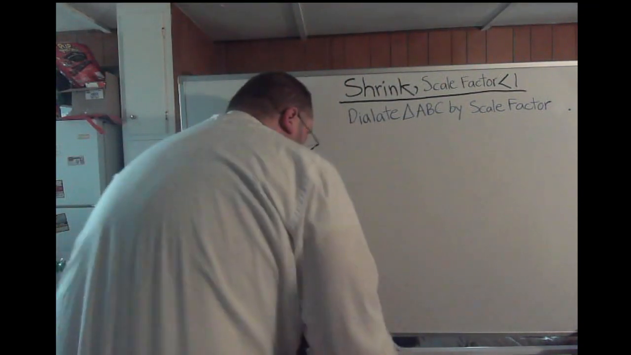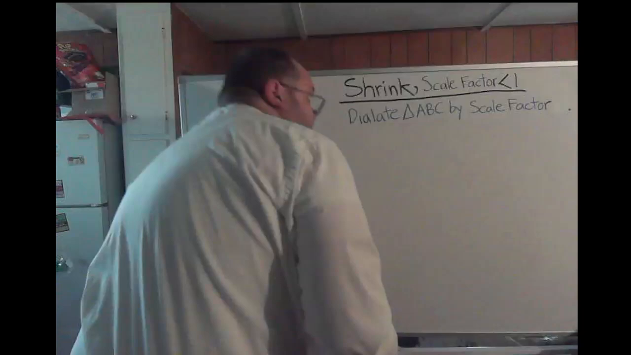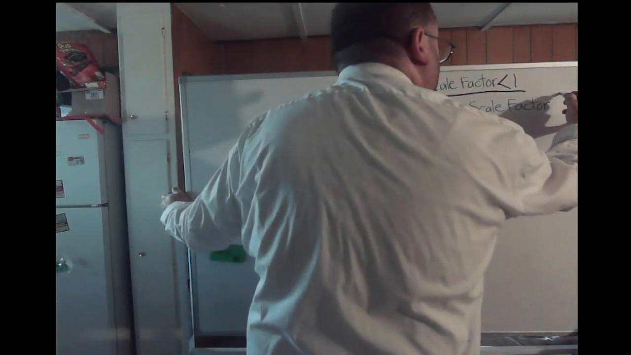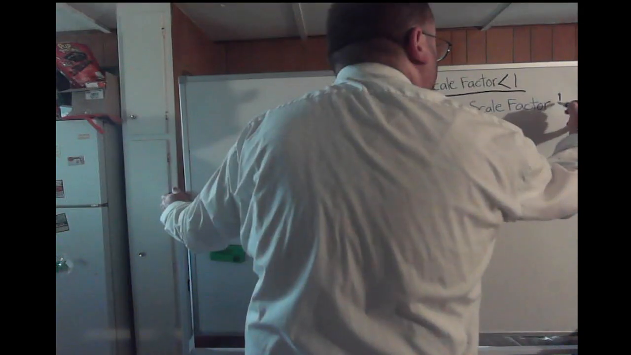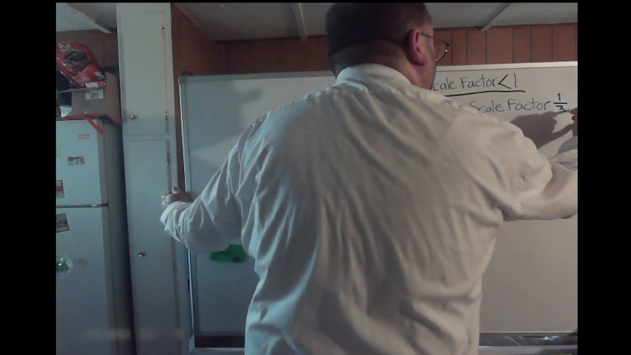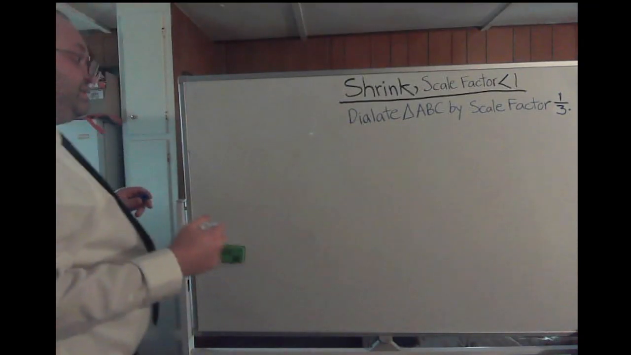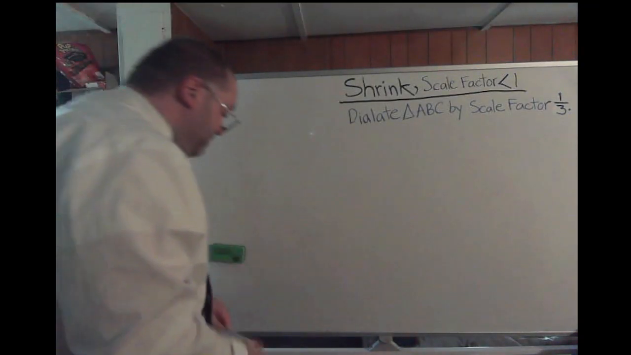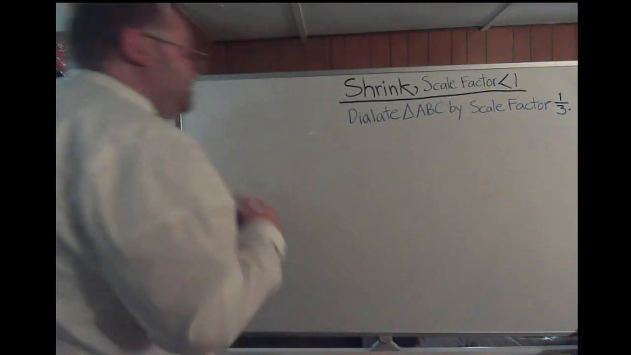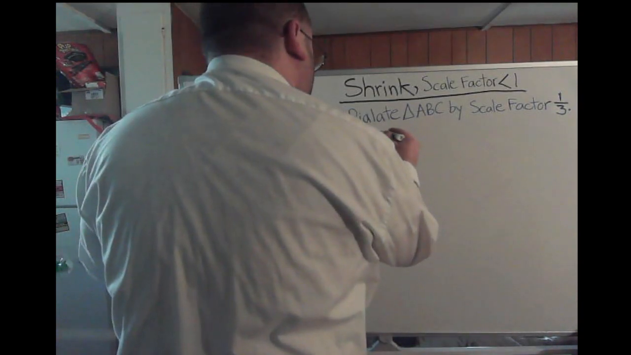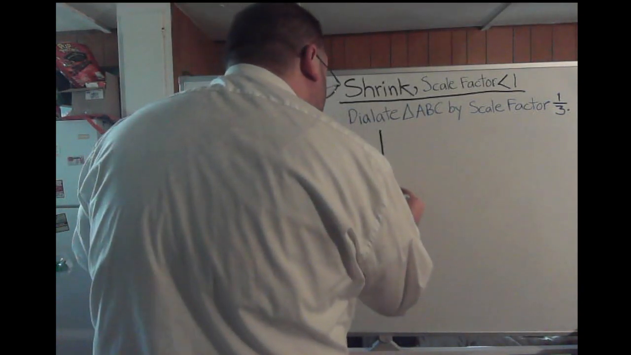For a shrink, they'll still largely say dilate the triangle, but by a scale factor, for example, of something like 1/3. Because that's less than 1. 1/3 is less than 1. You're dilating it by a scale factor that's less than 1. So let's draw our nice coordinate plane again here.